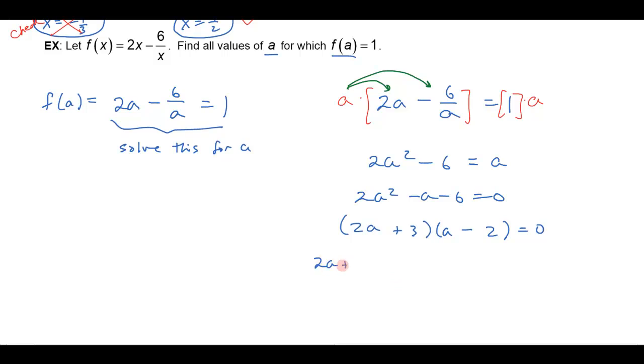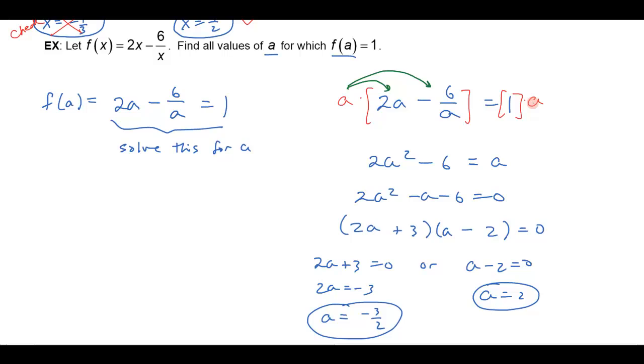Alright, so I've got either 2a plus 3 equals 0, or a minus 2 equals 0. So setting this equal to 0 and solving it gives me negative 3/2. Over here I get a equals 2. Alright, now notice the only potentially bad a would be a equals 0, and neither one of those is 0. So I think these should be the answers. Let's just check this one real quick. If I plug in 2, 2 times 2 is 4, and 6 over 2 is 3, and 4 minus 3, sure enough, that does give me 1.